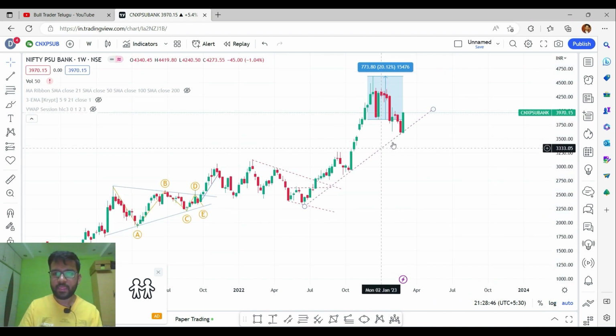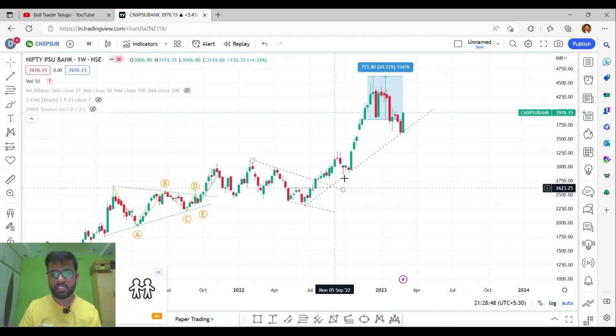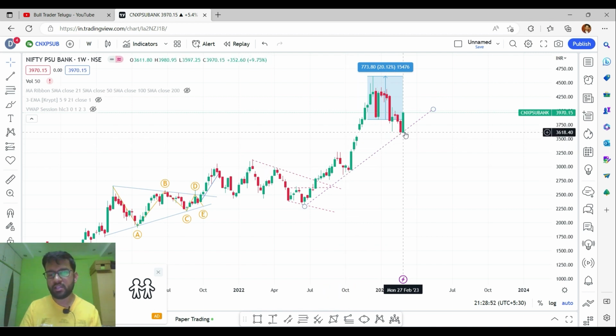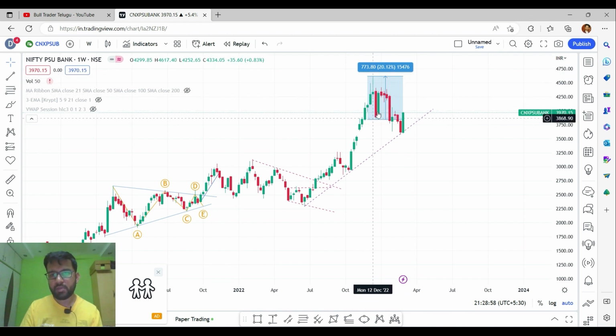if we see even this PSU bank, it has taken good support at this trend line, and from this trend line itself the market is trying to move up. According to this hammer and shooting star pattern, the market has given good confirmation at this level, that is the 3,848 level, and this level, that is 4,606, will act as our stop loss level.